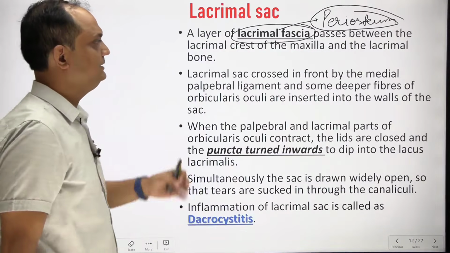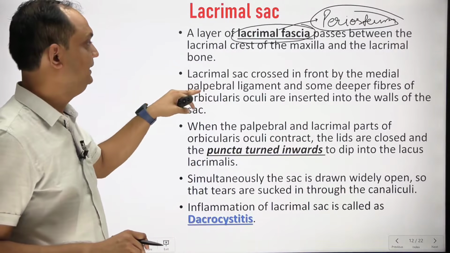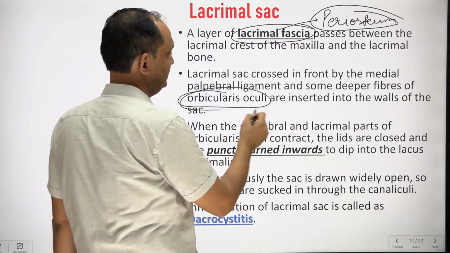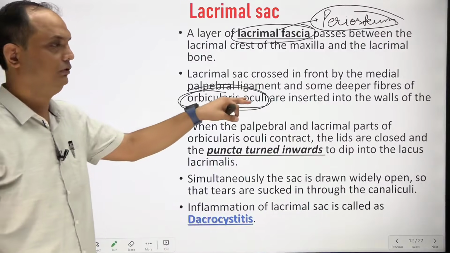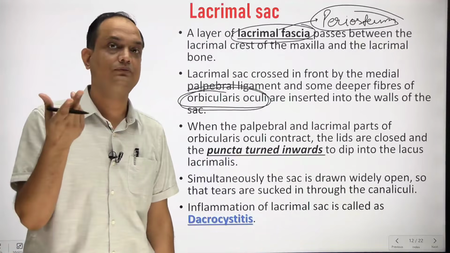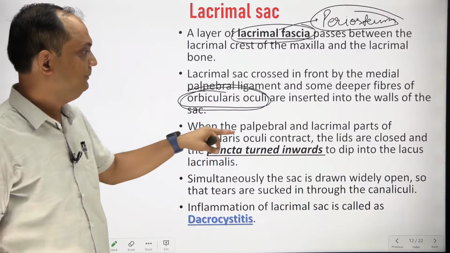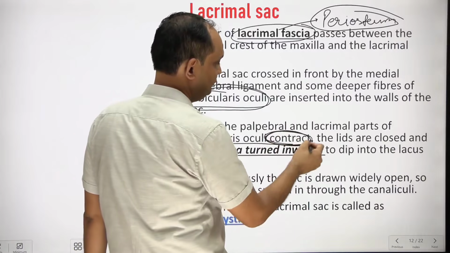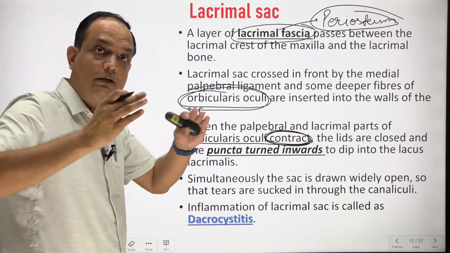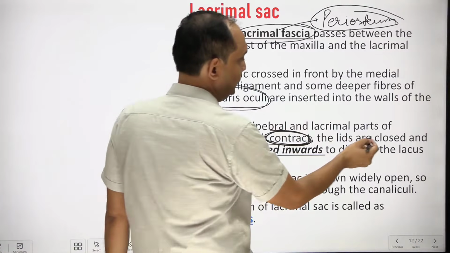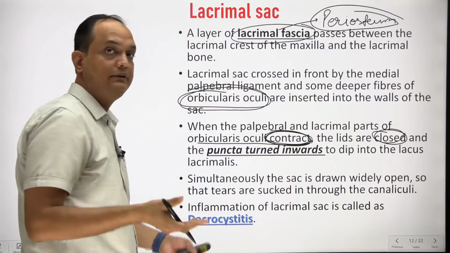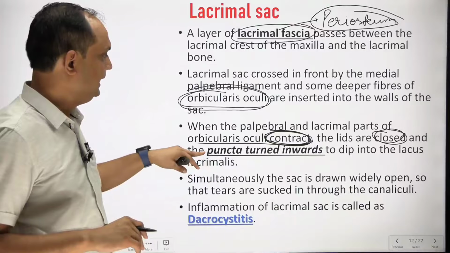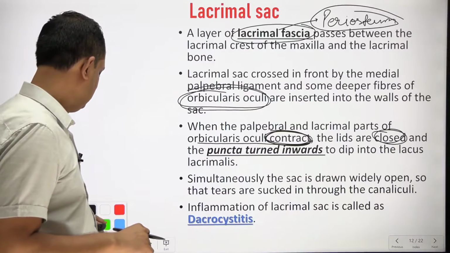Now the lacrimal sac, I told you, is crossed in front by the medial palpebral ligament, plus this is the important thing: it also has a connection with the deeper fibers of Orbicularis Oculi. That we discussed in the class of muscles of facial expression. When the palpebral and lacrimal parts of the Orbicularis Oculi contract, the contraction of these parts will turn the lid inside. Not only is there a closing of your lids, but there is a turning of the lids inward. Which part? Medial part.